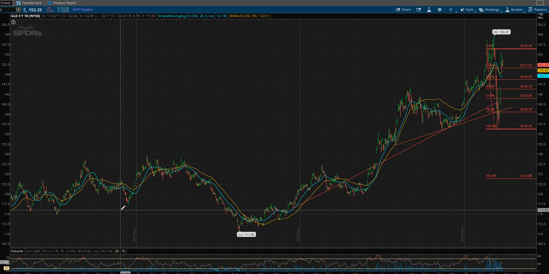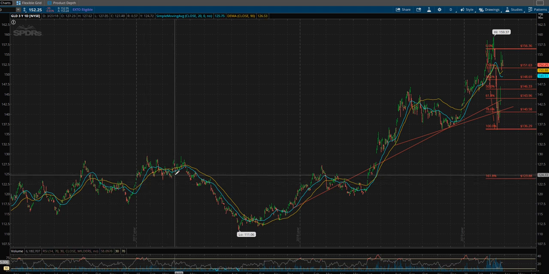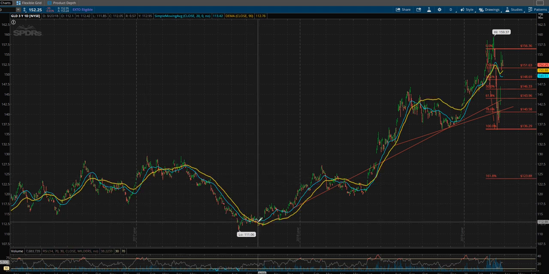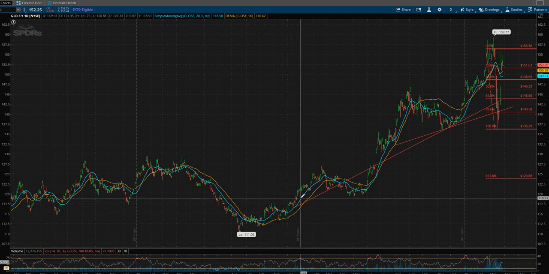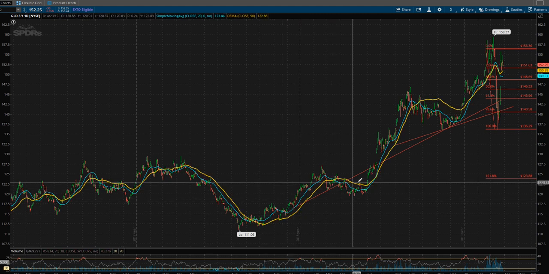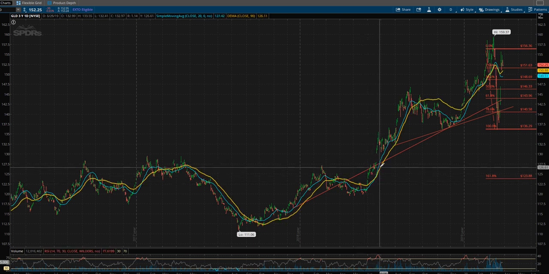So historically, every time we've seen the shorter term moving average cross above the longer term moving average, we've continued an uptrend to the upside. They may have come really close to crossing over, but we've never had a move where they've crossed over without a continuation move to either the downside or the upside, depending on what the crossover is.